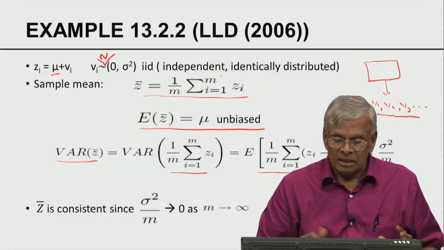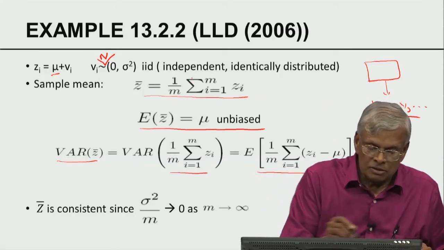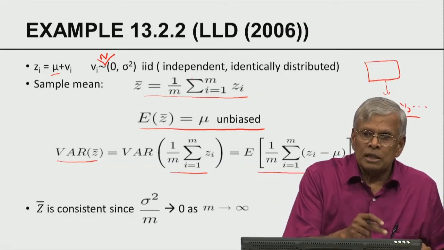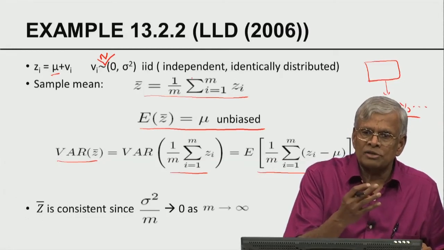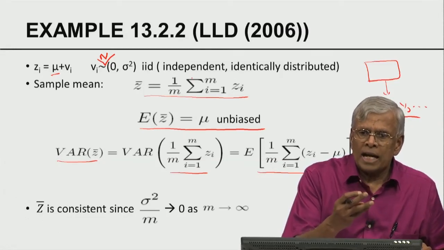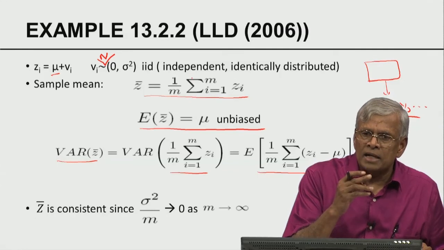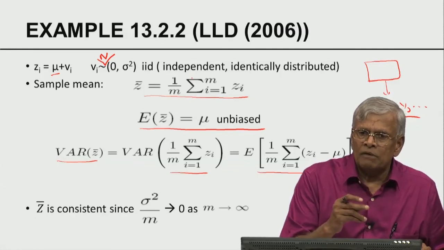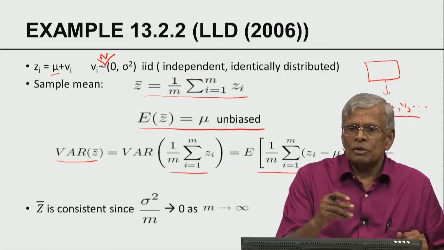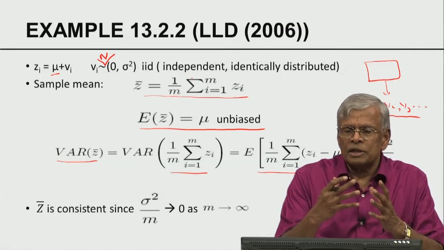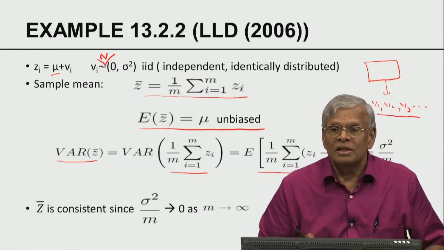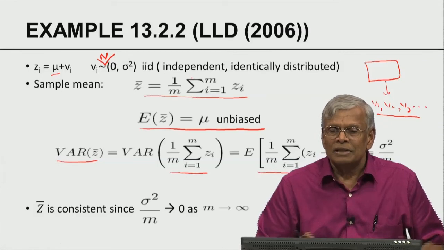Same thing in here. The average of the observations gives you an estimate which is simultaneously unbiased, and its sampling variance goes to zero. So it is asymptotically very efficient, it is consistent, it is unbiased.